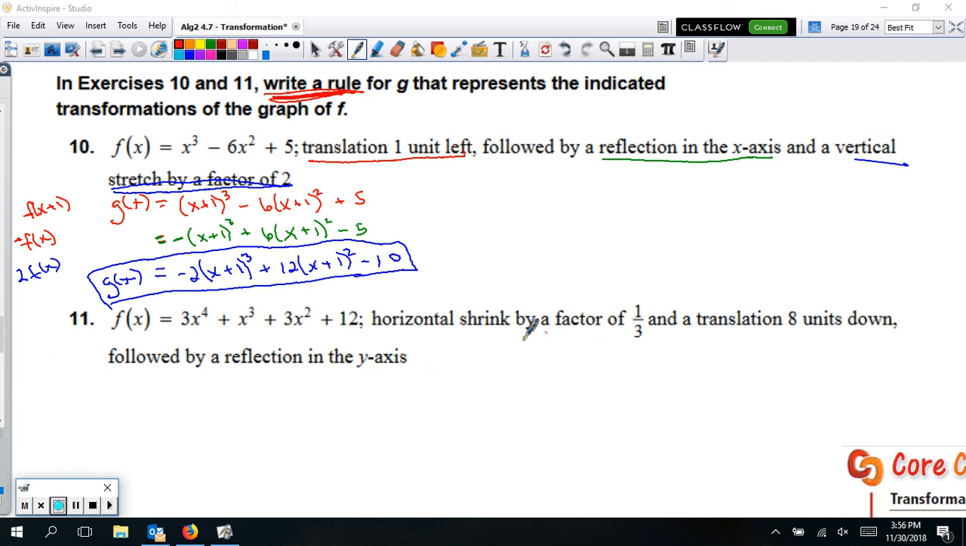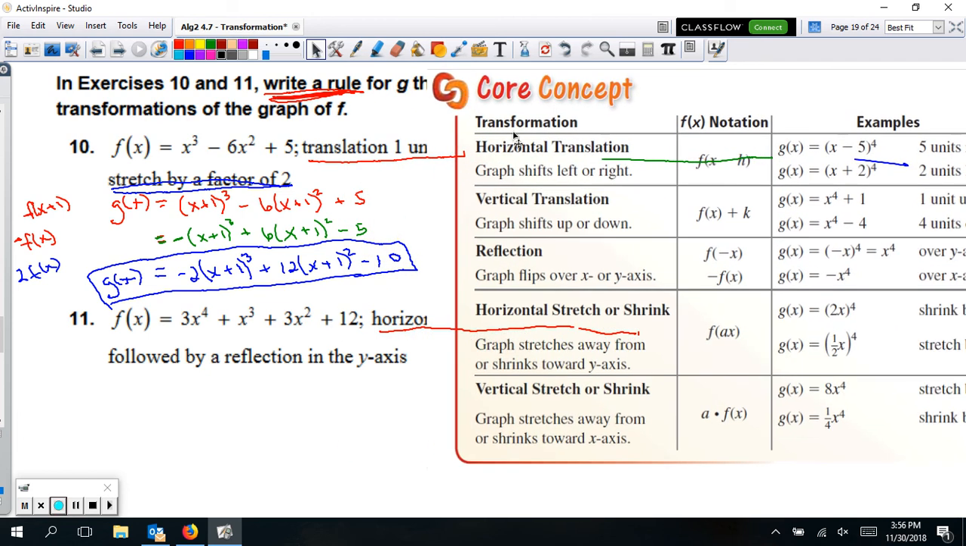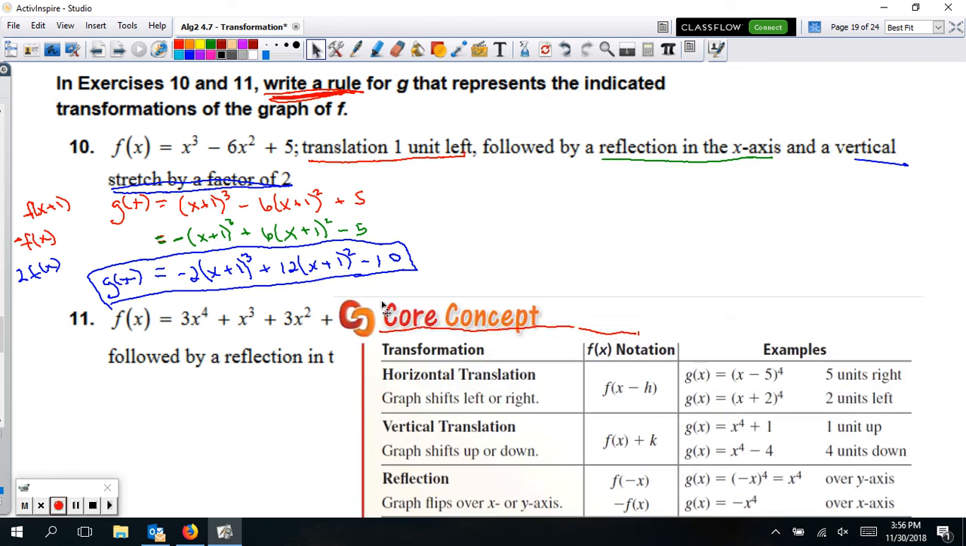Okay, so hopefully you paused it and now you're just checking your answer. The first one says horizontal shrink by a factor of 1/3. So if we look at our core concept, what that's going to do for this horizontal shrink is that we're going to be multiplying the inside here, and it's by a factor of 1/3.